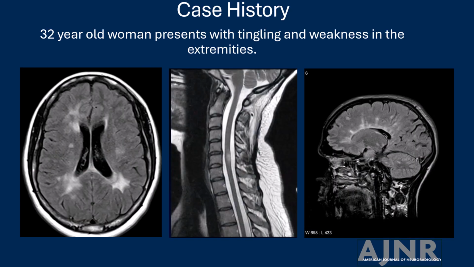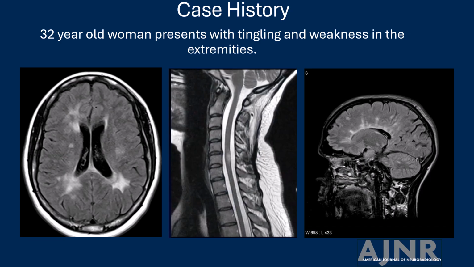So let's look at 1 or 2 cases and try to diagnose them with the principles we just learned. In the first case, we have a 32-year-old woman presenting with tingling and weakness in the extremities. We have 3 images down here: 2 FLAIR images, axial and sagittal, and 1 T2 spine.